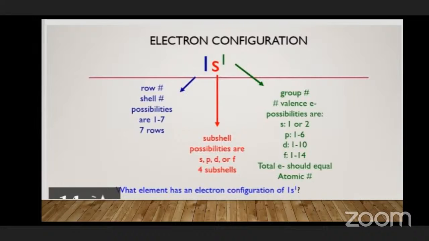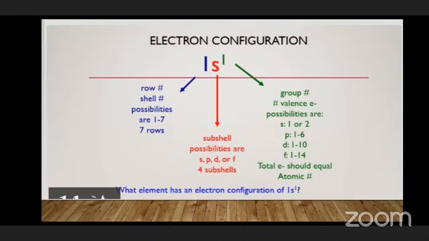For example, if we take 1s1 as the configuration, which period does the element belong to? Directly we can say that the blue number 1 is the shell number, and it represents the period. And s is the subshell, so the first electron is present in the s subshell. Only one electron is there in the s subshell, so that gives the group number itself.